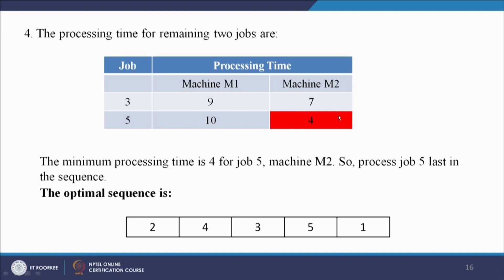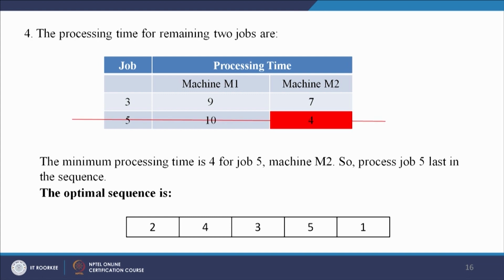Now the minimum value is 7, only 3 is remaining, so we will schedule 3 also. So the first job at our hand was to find out the sequence of jobs. The sequence of jobs is 2, 4, 3, 5 and 1. The technical order is that first all jobs have to be processed on machine 1 and then they have to be processed on machine 2.